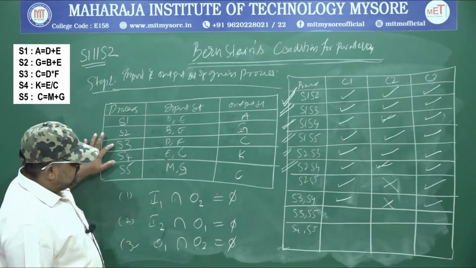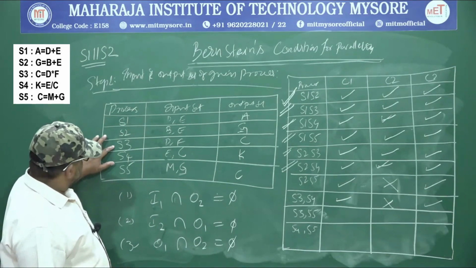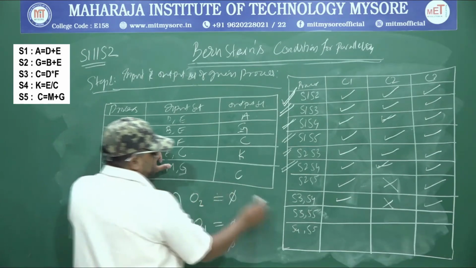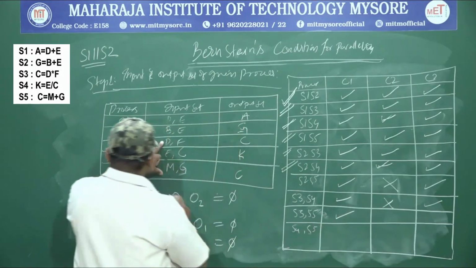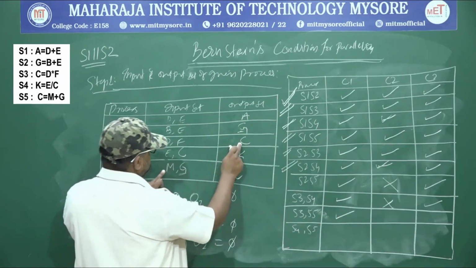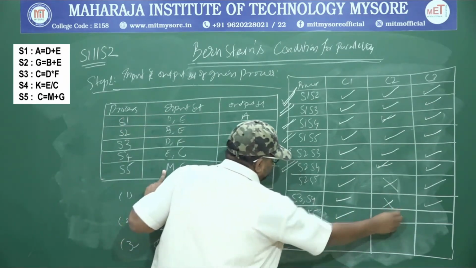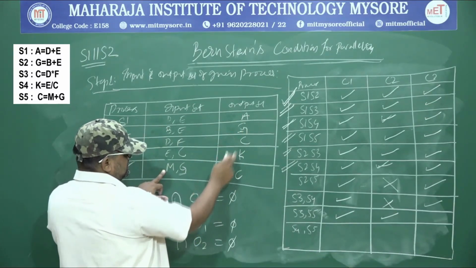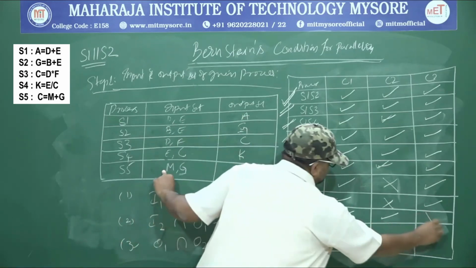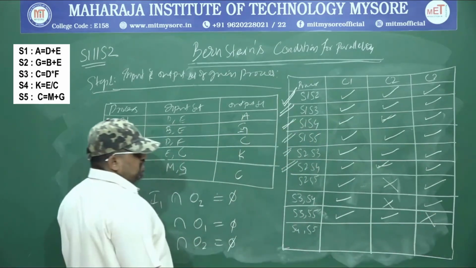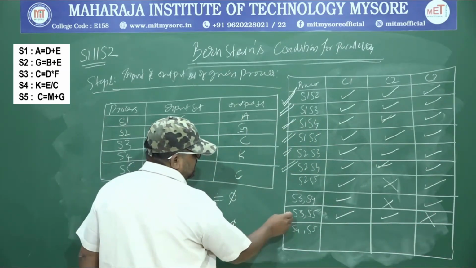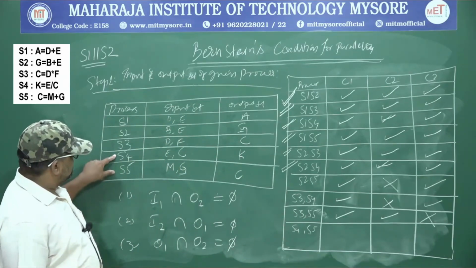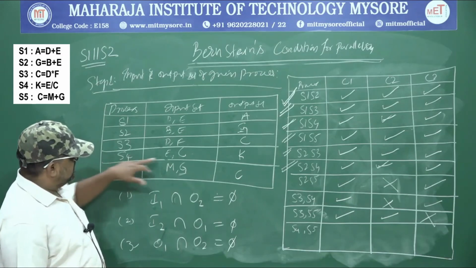Similarly, when you look for the 3 and 5, input is DF, output is C. 5 is MG but the input is C. Condition 2 satisfied. But what about the output? 3 and 5, output is C, here also it is C. So this condition is not satisfied. Then what do you mean by this? You cannot execute this parallelly, right?